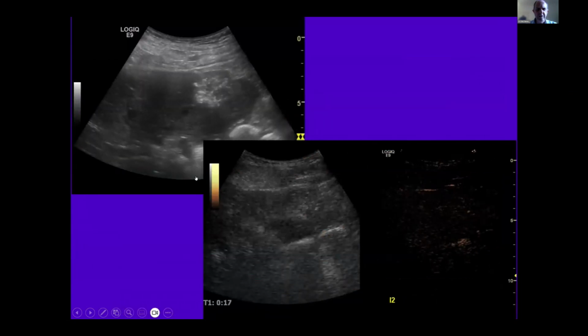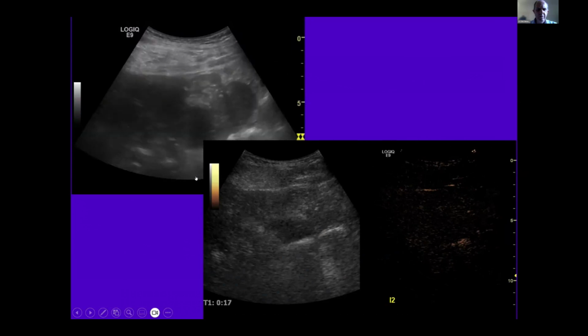Here is a calcified lesion that's slightly exophytic on B mode.